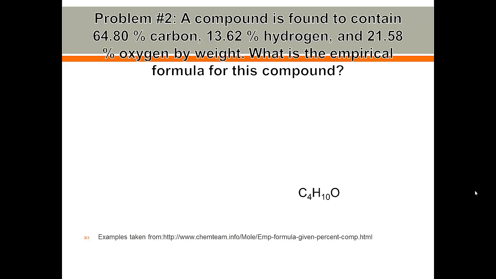So here's your answer, C4H10O. If you're having difficulty with this, again, please go back, look at your textbook, and figure it out. If you're still having trouble, please make sure you ask some questions in class.